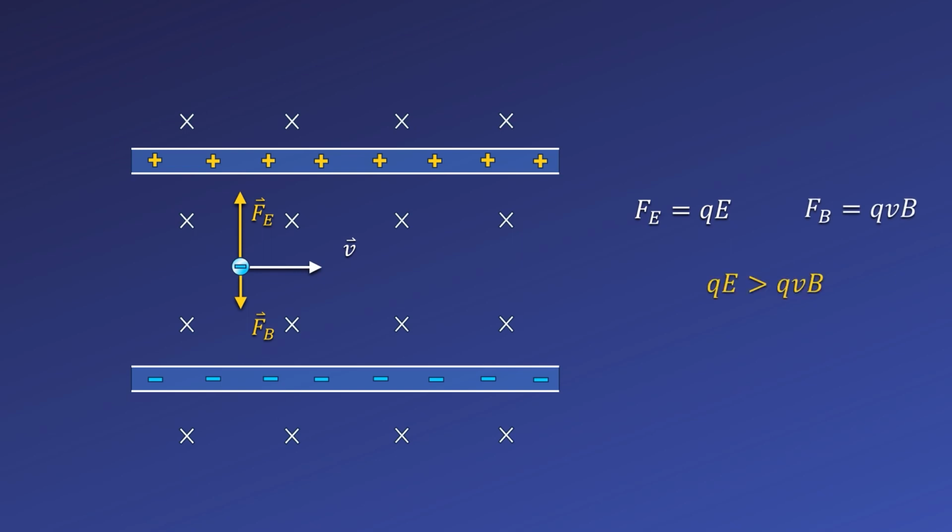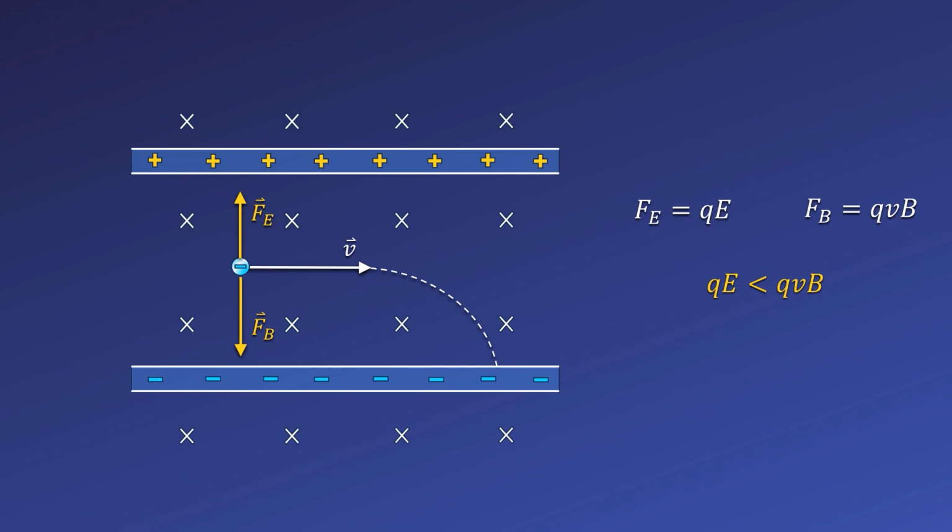Now let's imagine the negative charge is moving slowly, so the magnetic force is smaller than the electric force. This will cause the charge to feel a net force upward and be deflected into the top plate. Now if the charge is going very fast, the magnetic force might be stronger, so the net force will be downward and the charge will be deflected into the bottom plate.